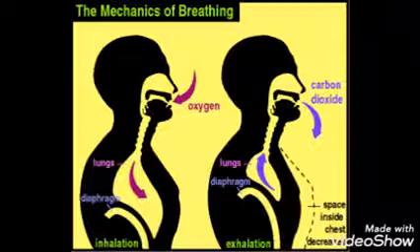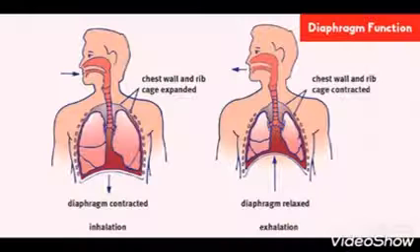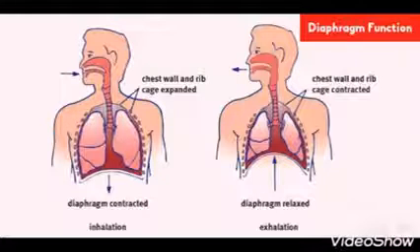Now we'll see what is the role of the diaphragm. The diaphragm is a strong muscular sheet which is found below the lungs. It helps to move the lungs up and down. As we inhale the air, the diaphragm goes downward and flattens out to make space for the lungs to expand and to take in air. When we breathe out, the diaphragm relaxes and moves up, pushing carbon dioxide out of the lungs. So this is the role of the diaphragm in breathing.